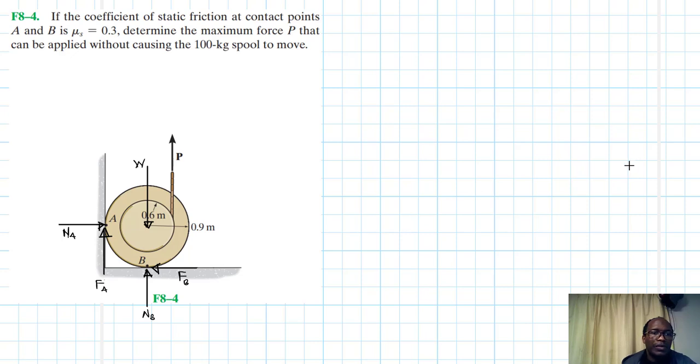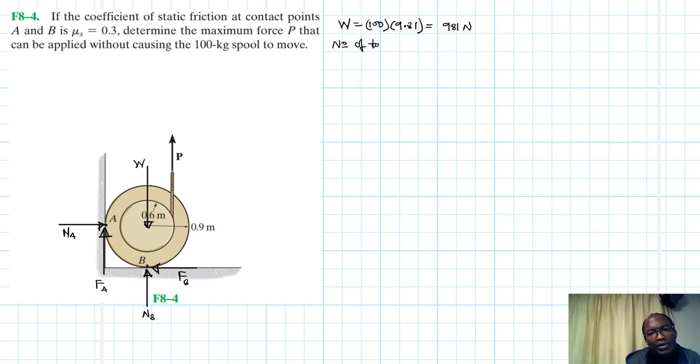So what's the question again? The question is to determine the maximum value of P that can be applied without causing this 100 kg spool to move. So let's find what this W is. W is just going to be equal to mg, which is 100 times 9.81, and this is just 981 newtons.